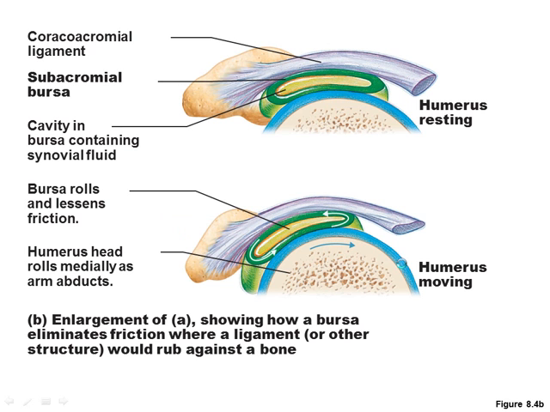So here's your humerus, the upper bone of your arm. Here's your hyaline cartilage, articular cartilage. Here's your scapula, which you call your shoulder blade. Okay? And you see, it's not these two bones rubbing together that's being protected. There is a ligament that's lying right on top of that bone.